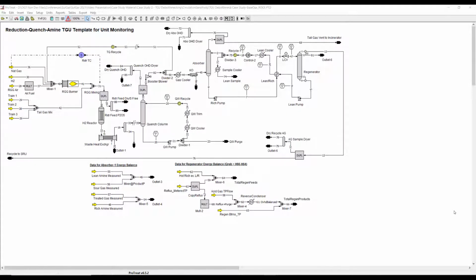The TGU system ProTreat model is shown here. The plant is a fairly typical reduction quench amine unit running MDEA. The front end uses a reducing gas generator to furnish hydrogen with supplemental hydrogen feed. The quench tower is a single pump-around loop with a main and a trim cooler. We will take a look at a few of the details of the Probot model for the amine section of the TGU.